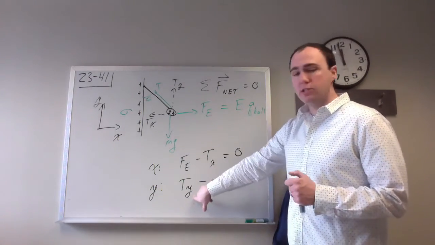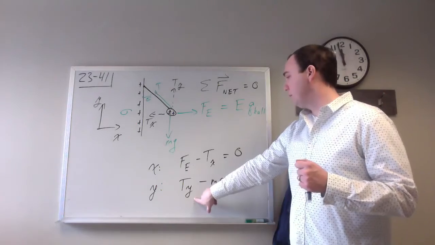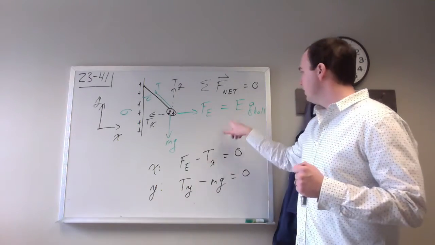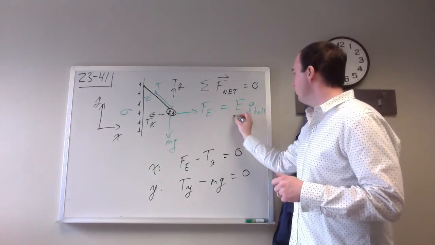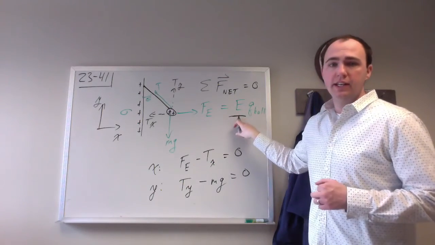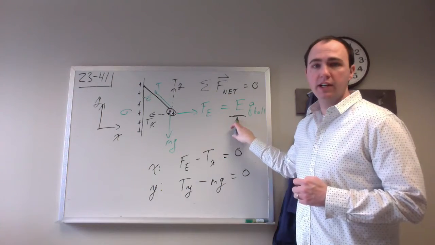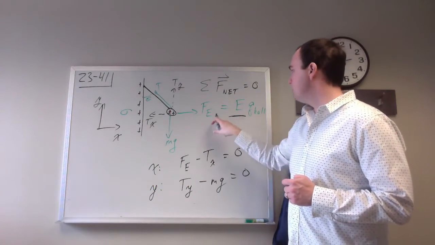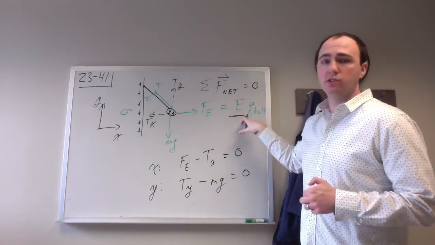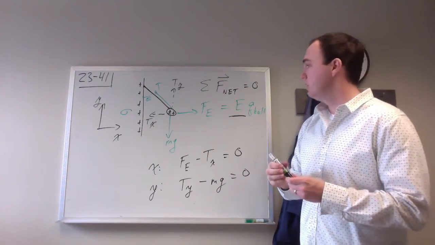So you've got to do some trigonometry to break the tension into its x and y components, and then the part that really relates to what we've done in this chapter is calculating this electric field for the sheet of charge, and then referring back to previous chapters that the force is equal to the electric field times the charge on the ball.